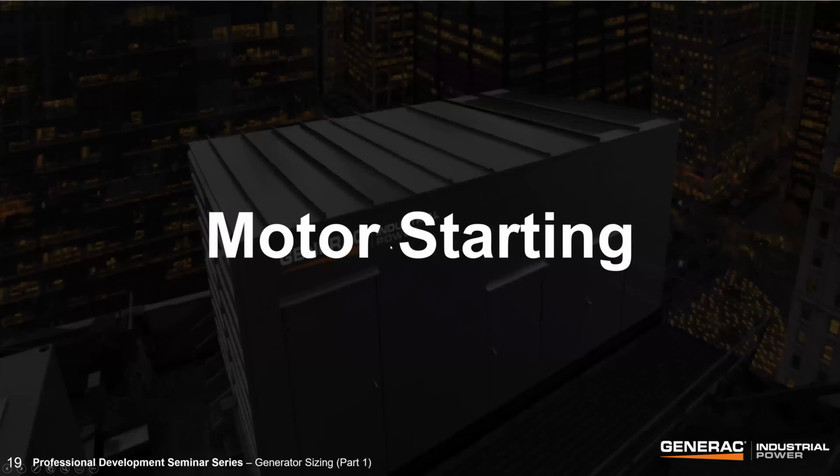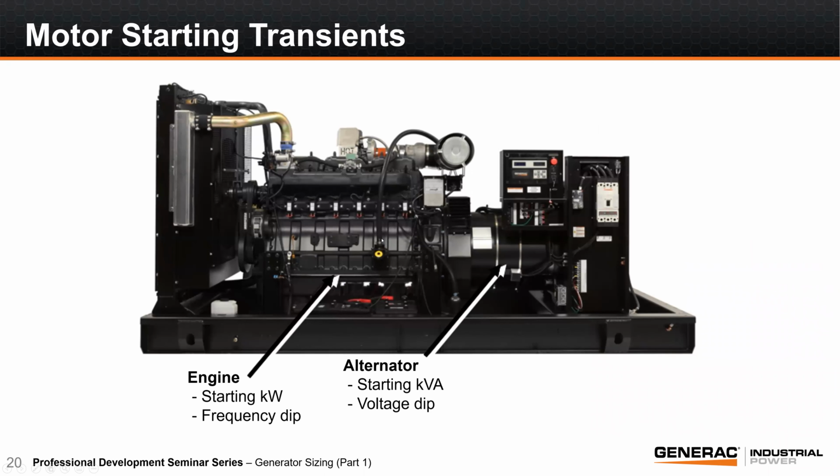Now we're going to get into motor starting. All generators are made up of 2 machines, and I think all of us here are probably pretty clear on those two machines. The first one is the alternator, which is the power converter and is responsible for the voltage control. Then there's the engine, which is the source of power, and it's responsible for frequency control.